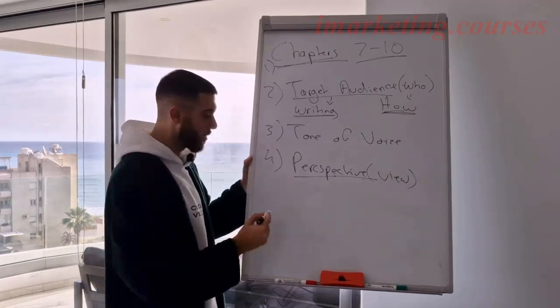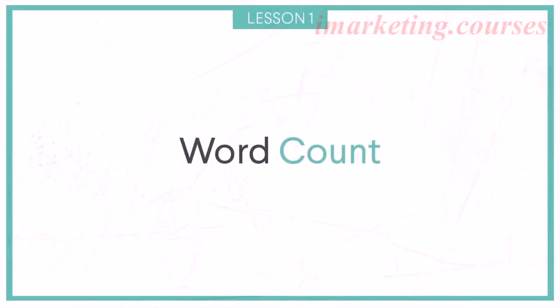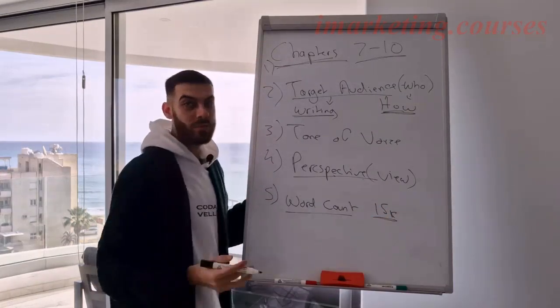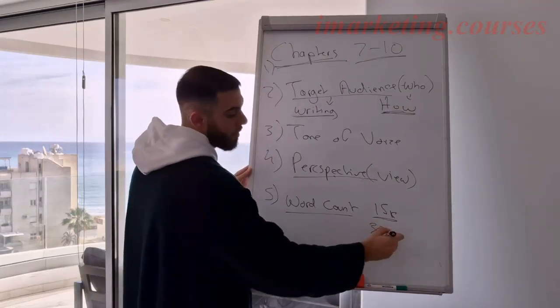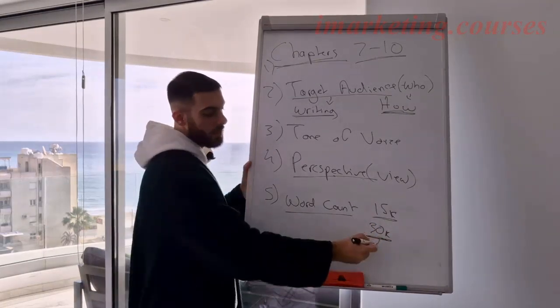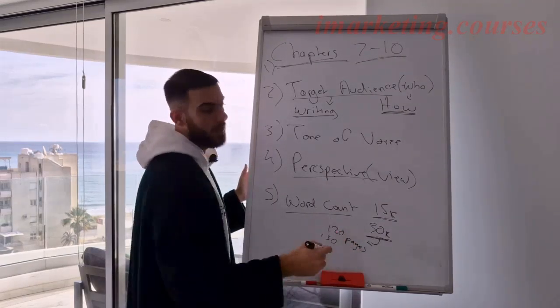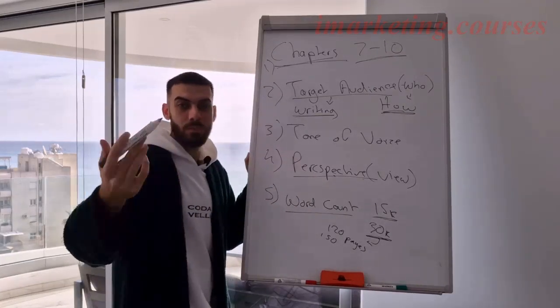Now, the final thing that you need to let your ghostwriter know is your word count. So how many words is your book going to be? You might need 15,000 words if it's a cookbook, because most of your book is full of images and illustrations. If it's all black and white, you might need 30,000 words, because 30,000 words is around 120 pages or 150, depending again if you have illustrations and everything like that. So the word count is completely dependent on the book that you're making.